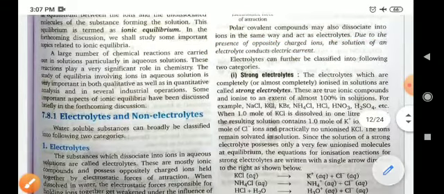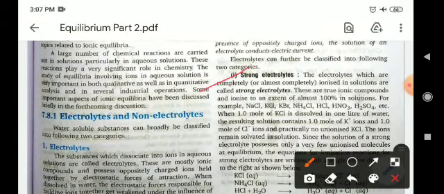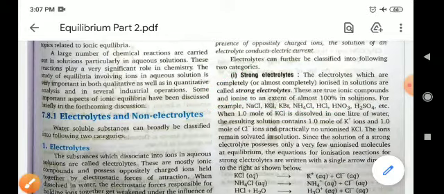Electrolytes are classified into two parts. Number one, strong electrolytes: those electrolytes which break completely into ions are known as strong electrolytes. For example, NaCl, KCl, KBr, NH4Cl, HCl, HNO3, etc. These are the strong electrolytes. In aqueous medium they break completely and produce ions.